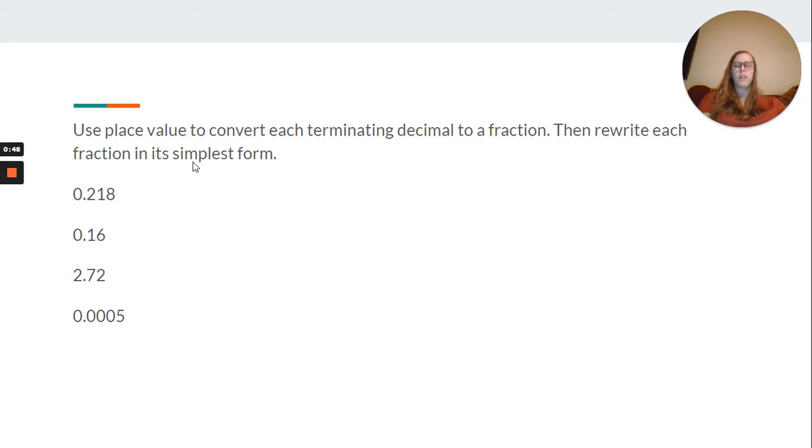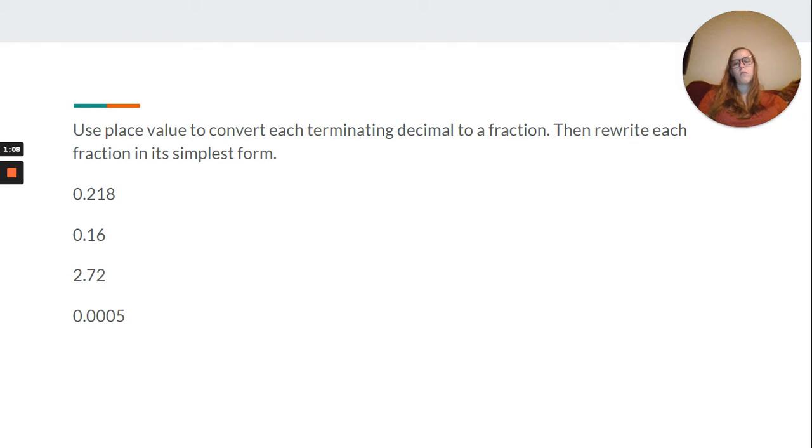Next, a couple here to work through. Use place value, so tenths, hundredths, thousandths, and so on, to convert each terminating decimal, which means that it ends, to a fraction. Then rewrite each fraction in its simplest form. So just like we did last time, even after you convert it, make sure that it's simplest.